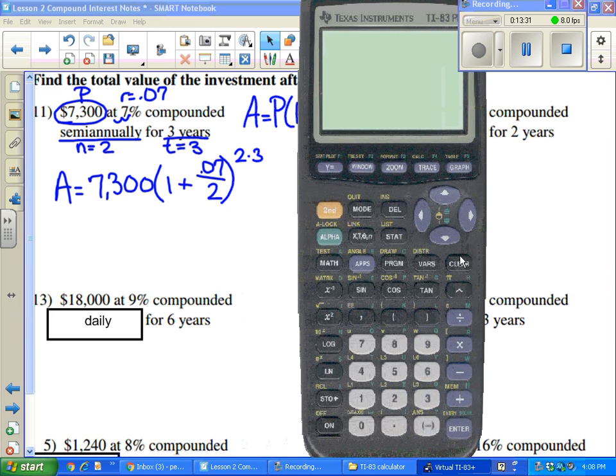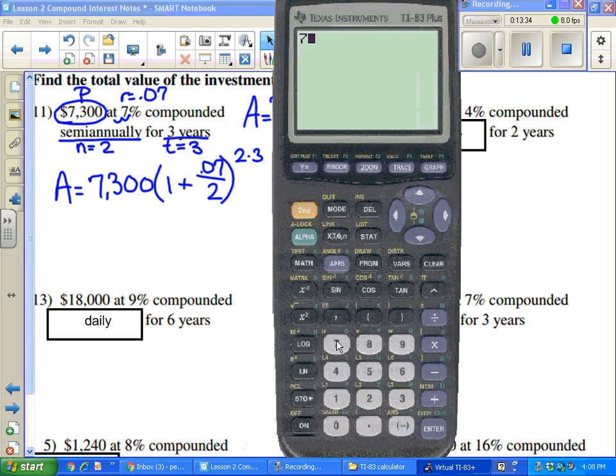So we're doing a second one. 7,300. Let's see, there we go. The calculator just takes a minute when it's paused. 1 plus 0.07 divided by 2, close parentheses. Don't forget to go up high, so do the up arrow. Okay, you have a box. I don't have a box. I'm going to do 2 times 3, close parentheses. Yours probably stays 2 times 3 in the up box, and it should.